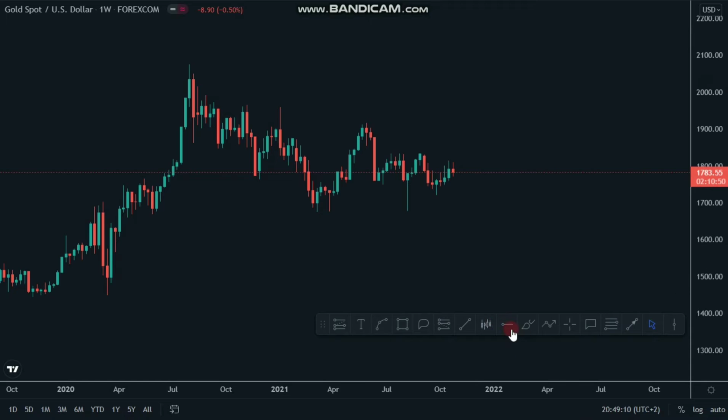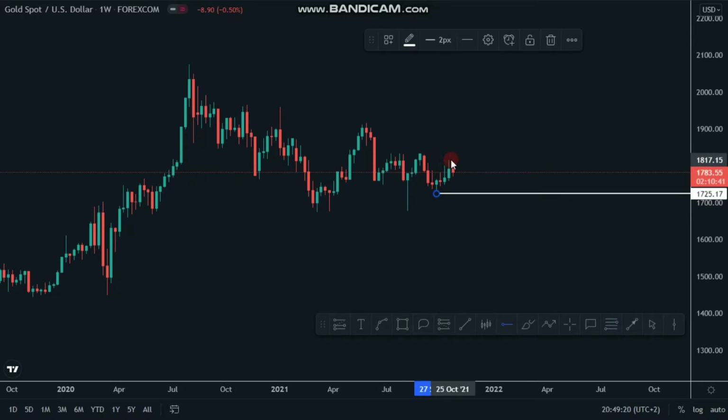So I'll start by identifying my major support and my major resistance. As you all know, that's how we start with our market breakdown. Our major support is right here and our major resistance is right here.